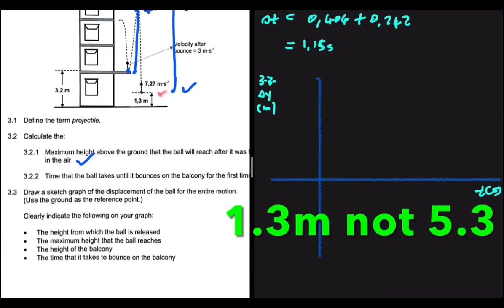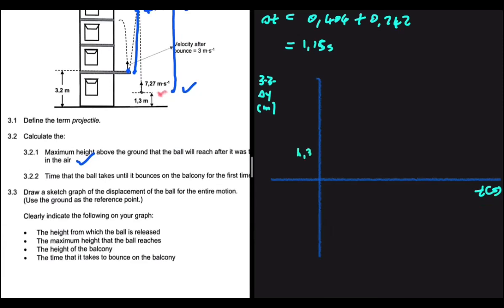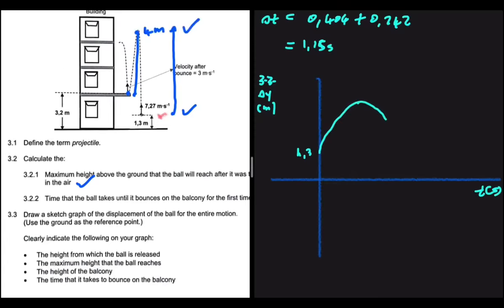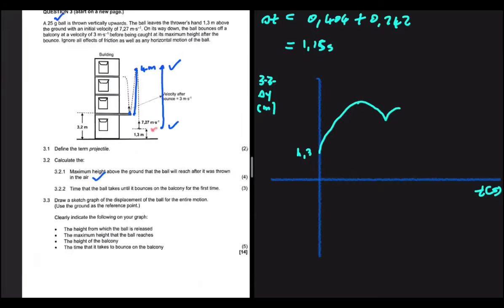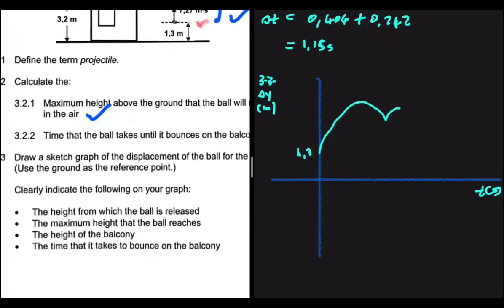So we start 5.3 meters above the ground. So let's start there. And then we go to a maximum height of 4 meters above the ground. We bounce off the balcony, which is 3.2 meters above the ground. And we go to a new maximum height, which is slightly below the initial maximum height, as we can see on the sketch. What do we need to indicate? The height from which the ball is released.